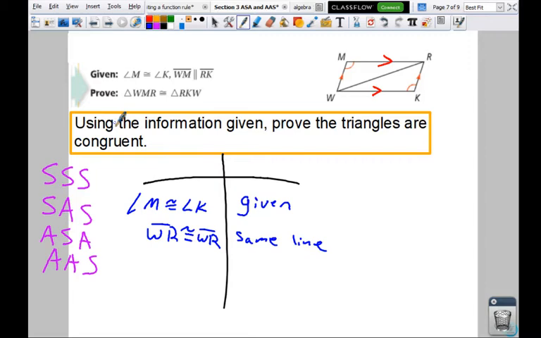Alright, and then let's look. Chloe, help us out. We need something else in here. What's something else we know? M, W, R, and K, R, W are alternate interior angles. That's true. So, because we have parallel lines, we have alternate interior angles in there. So, write this down, Caleb. Angle MWR is congruent to angle KRW. And the reason is because alternate interior. So when we look, we are not quite done. We have one last thing.